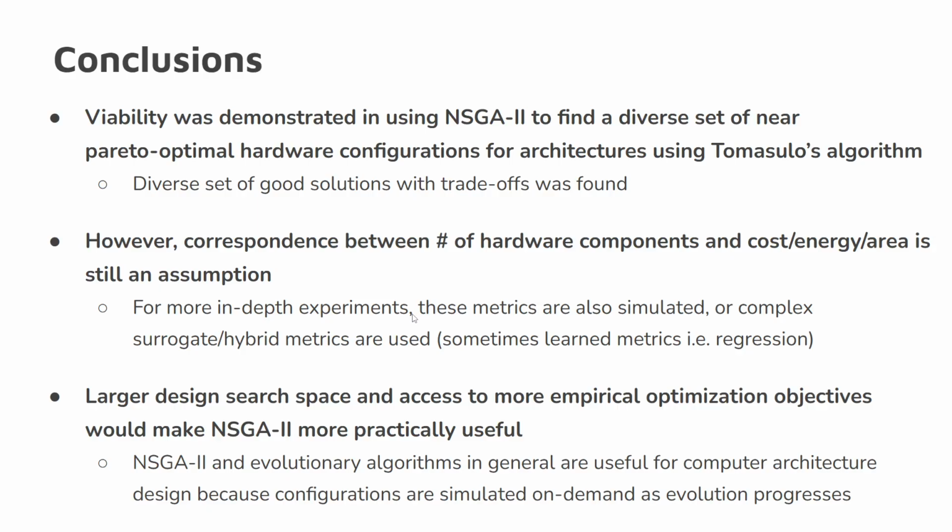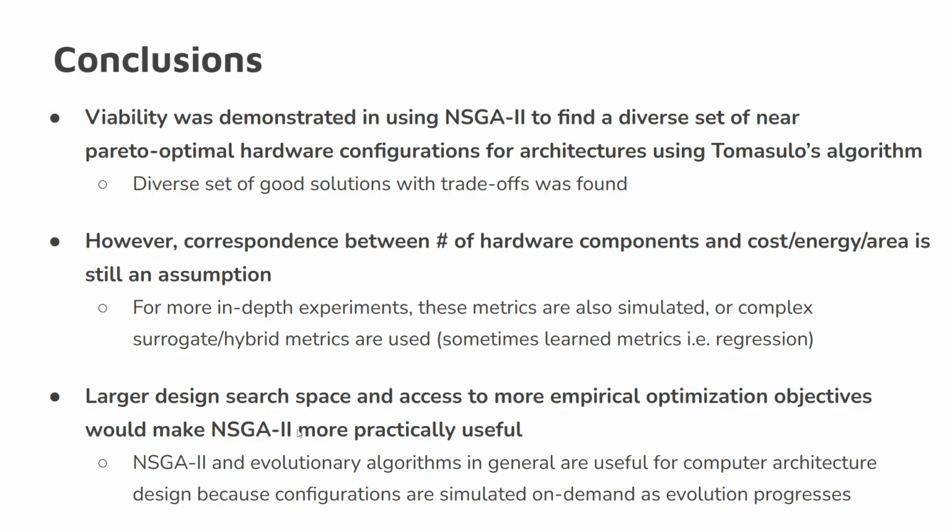And it's useful to use these evolutionary algorithms in general for computer architecture design, because when your search space is incredibly large, the evolutionary algorithm, specifically NSGA2, is able to go through the search space with only a few configurations at a time and converge to nearly optimal trade-offs at the Pareto front. And you only have to simulate the configurations in the population on demand as the evolution progresses.